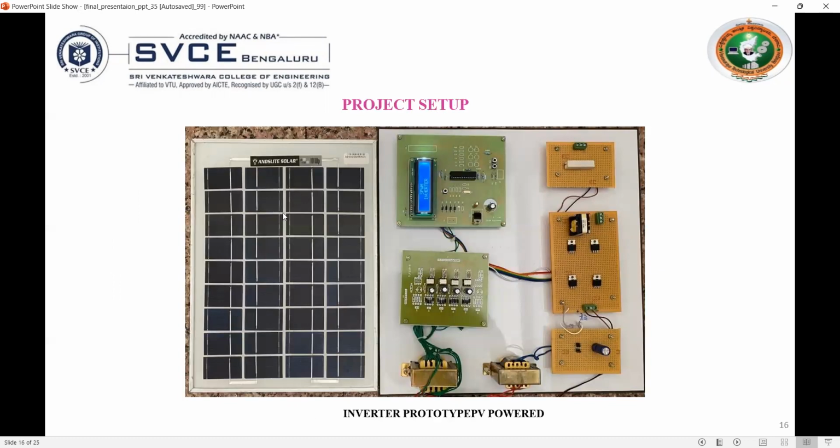So here is the solar panel. Here is our driver circuit, and this is our PWM generator. This is our H-bridge inverter, and here we have two transformers. This is a step-down transformer, and this is a tapping transformer. So this step-down transformer will be connected to our 220 volt AC, which is used in our home appliances.